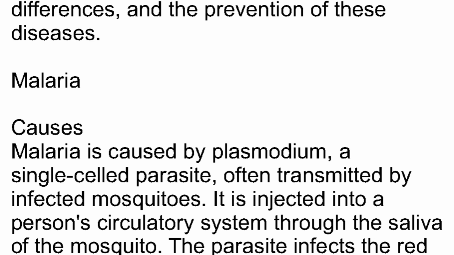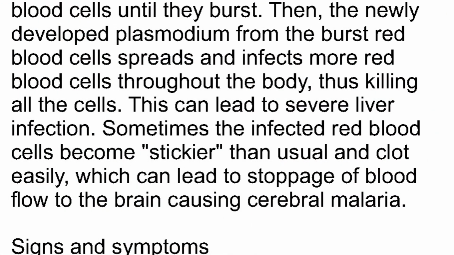these diseases. Malaria. Causes. Malaria is caused by Plasmodium, a single-celled parasite, often transmitted by infected mosquitoes. It is injected into a person's circulatory system through the saliva of the mosquito. The parasite infects the red blood cells until they burst. Then, the newly developed plasmodium from the burst red blood cells spreads and infects more red blood cells throughout the body, thus killing all the cells.